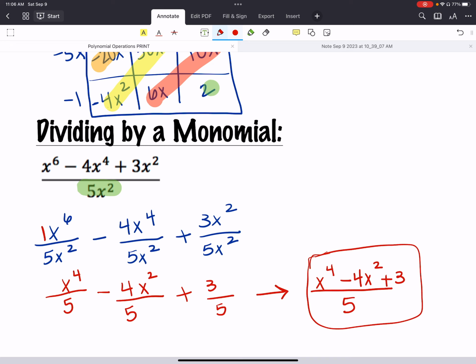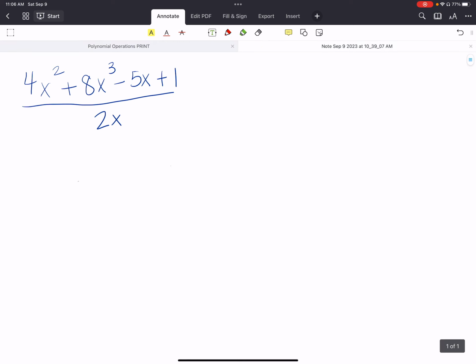So what I'd like you to do now is flip your paper over and try this problem on your own. So pause the video, come back, and then when you're finished, check your answer. Okay, let's go over the answer.